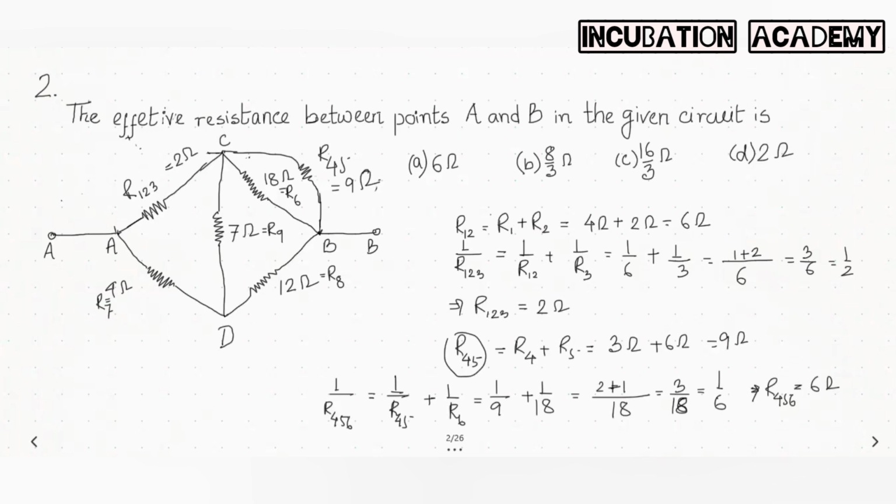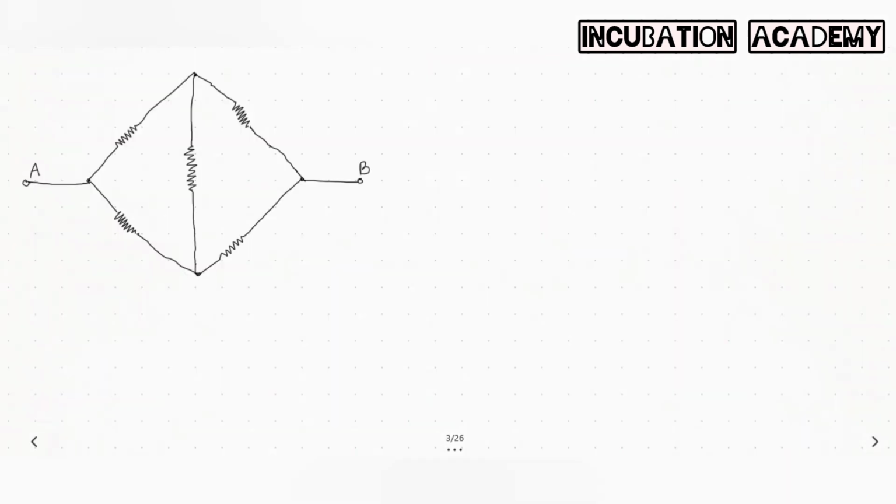So I will omit these two and replace these resistances by a single resistor, R456, and the value is 6 ohm. Now let us remember one thing that we have learned here. We have learned this type of configuration, and here we have said this is P and this is Q.